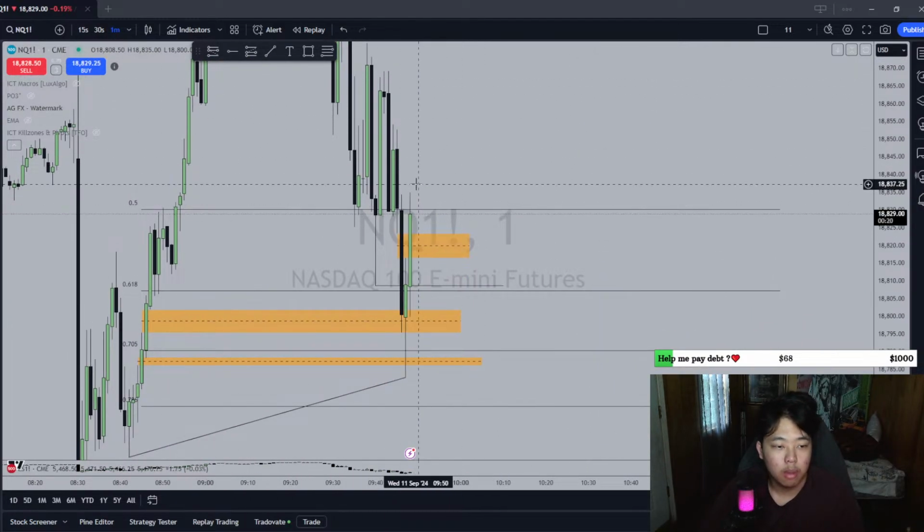If we close above here, I'm going to wait until price dips back down to discount level, and then I'll enter. Maybe I'm taking it too seriously, but that's the point.